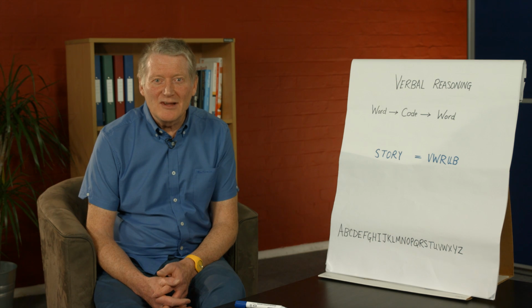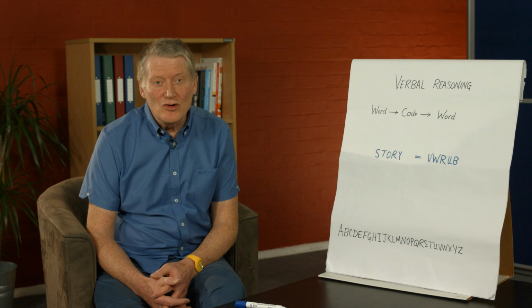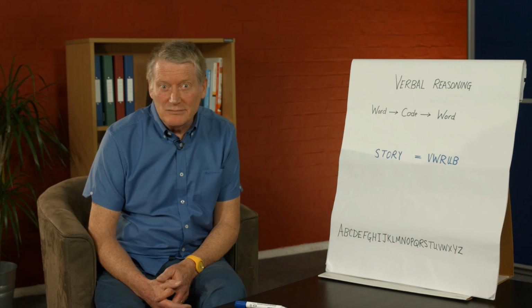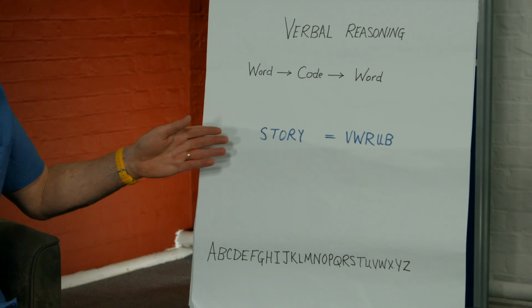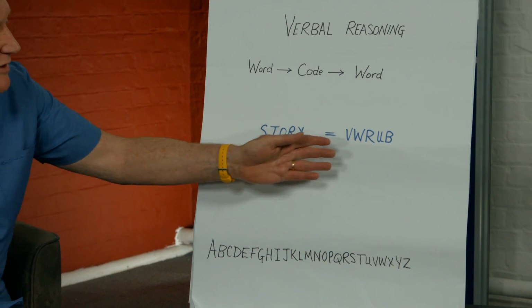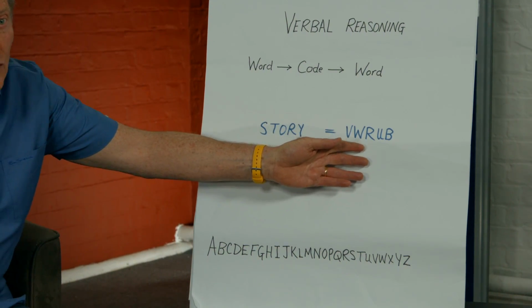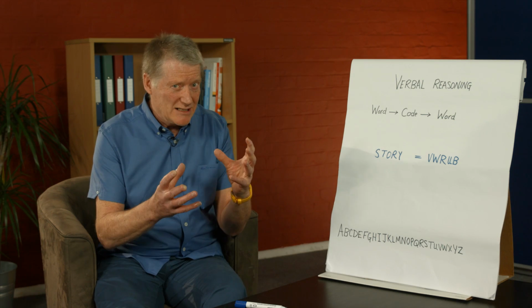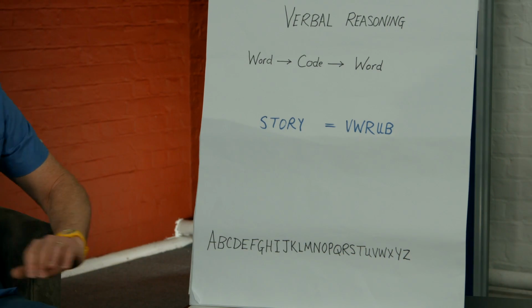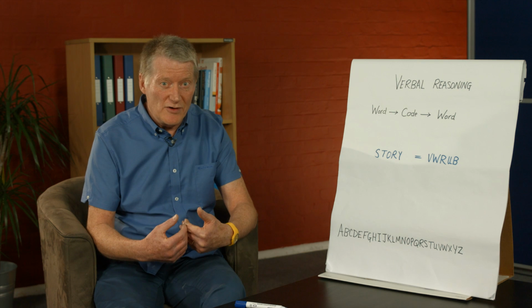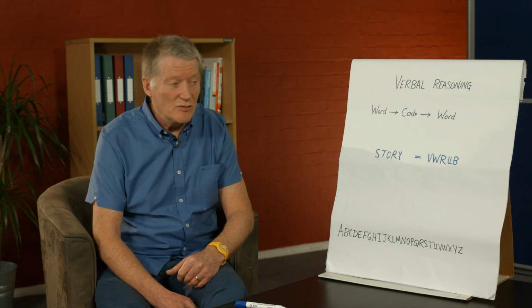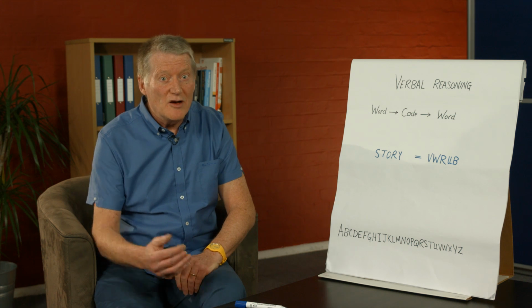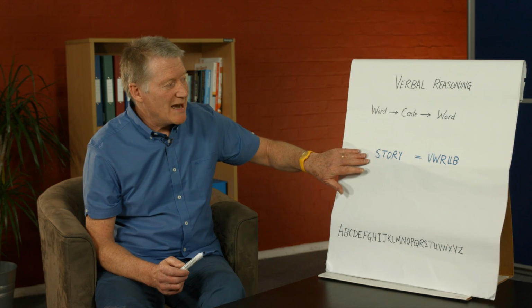Changing words into codes and codes back into words is an important 11 plus verbal reasoning skill. Let's look at an example. We've got the word story and we're given the code for it is VWRUB. So that's our pattern, and now we have to work out the pattern from using the alphabet, and then we can use that to answer further questions of changing other words into codes and vice versa, other codes back into words. So let's work through how we work out what this pattern is.